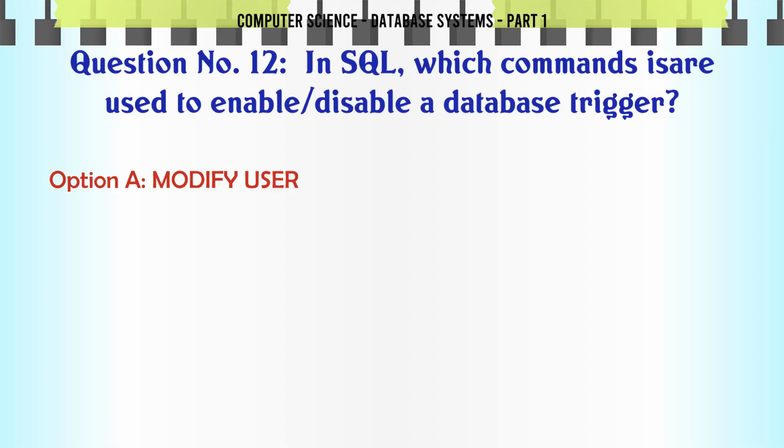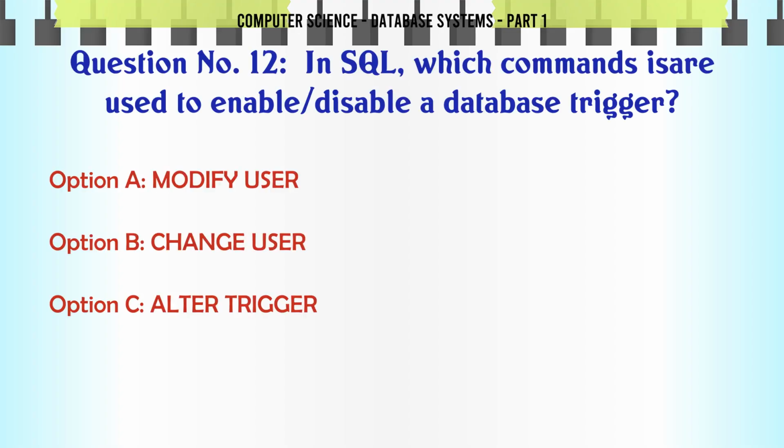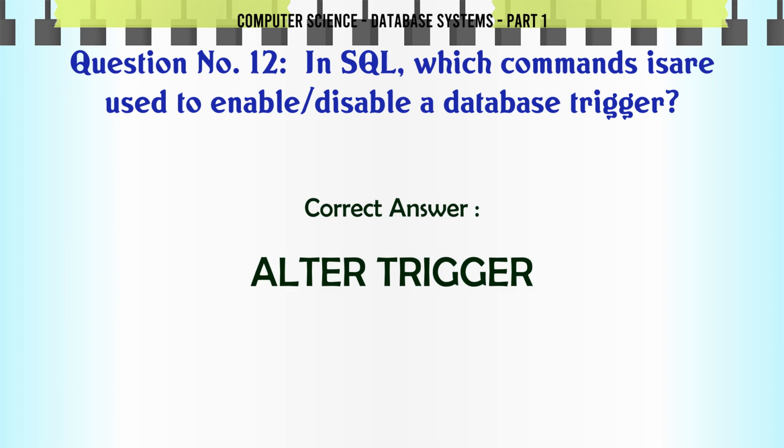In SQL, which commands are used to disable a database trigger? A. Modify user. B. Change user. C. Alter trigger. D. All of the above. The correct answer is alter trigger.